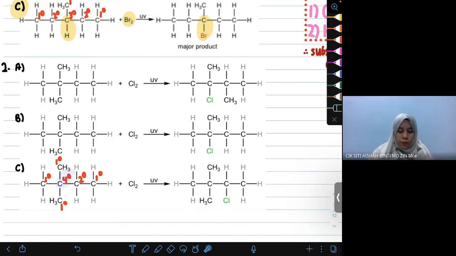But then again, we will substitute hydrogen with our chlorine dalam case ni. But quaternary ni, there's no hydrogen. Okay, so the next best thing is actually the secondary lah. So this case is secondary ni. So we change it with the chlorine. So this one will be the answer. Okay, why not A?